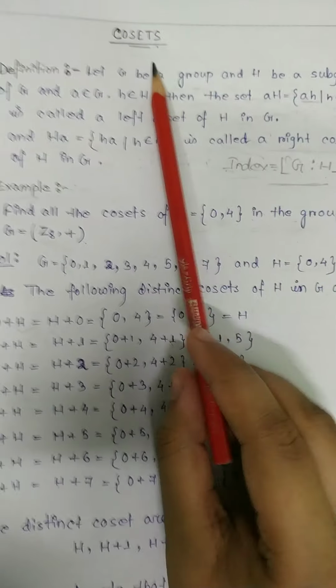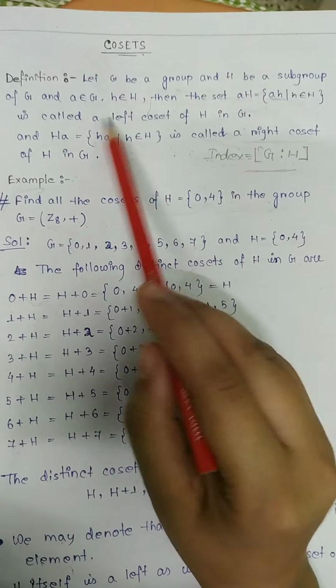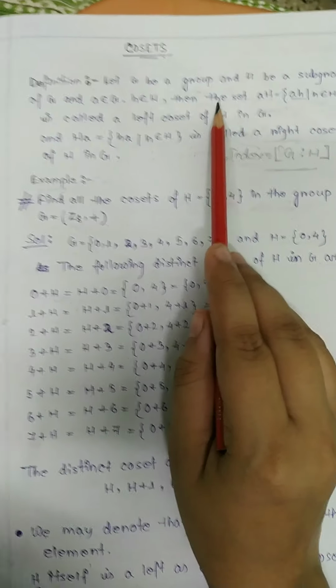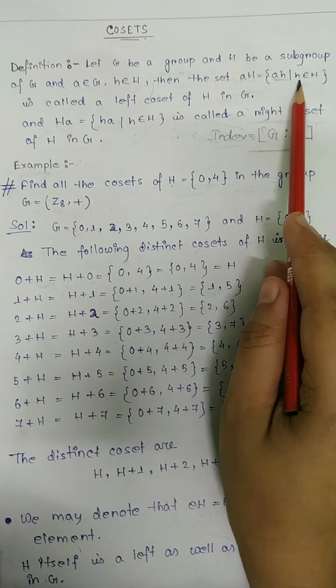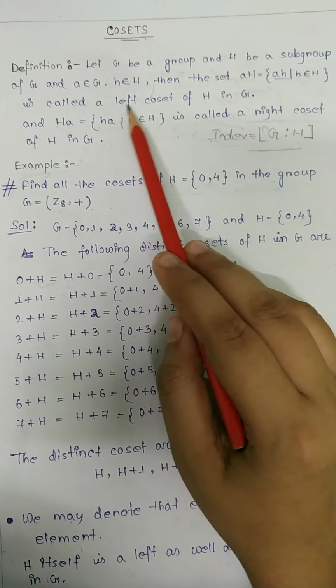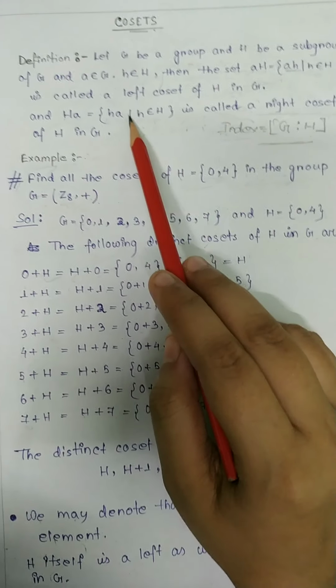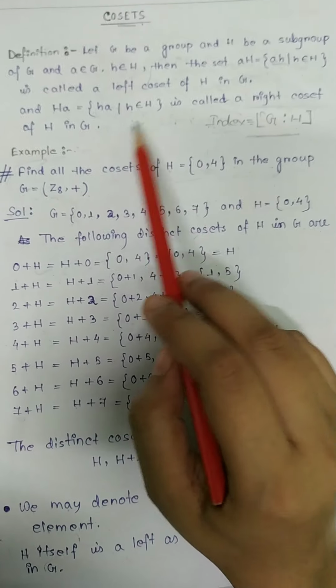Everyone, today I am going to talk about cosets in group theory. Let's start. Cosets. Definition: let G be a group, H a subgroup of G, a belongs to G, h belongs to H. Then the set aH = {ah : h belongs to H} is called a left coset of H in G, and Ha = {ha : h belongs to H} is called a right coset of H in G.